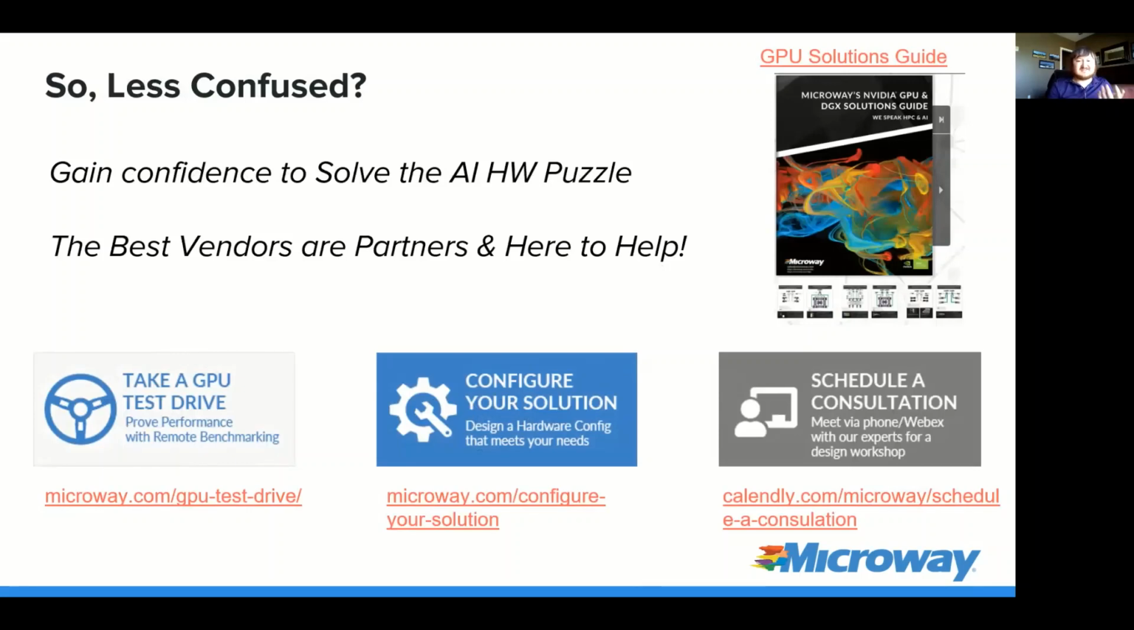So I hope you're a little less confused about how to architect a system for a particular data set, algorithm, or beyond. Maybe you've gained a little confidence in how to architect and select hardware together with a partner. And hopefully you'll see that the best vendors are actually partners in finding hardware. They're not just selling to you, and they're helping you to solve your scientific or your business challenge. They're here to help if and only if you find a good one.